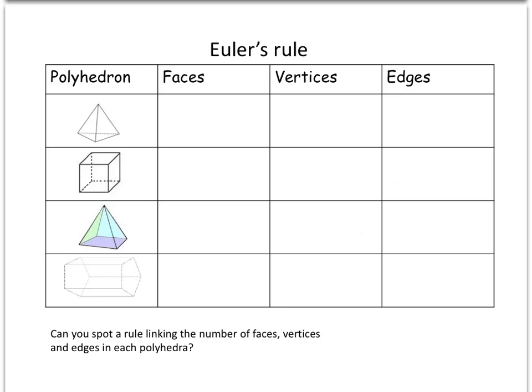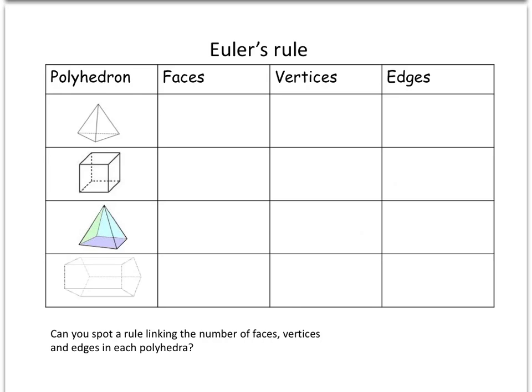Okay, we're going to take a look at Euler's rule, and Euler is a famous mathematician, and I know that word looks like Euler, but it's actually pronounced Euler. And Euler's rule is a rule that connects the number of faces, vertices, and edges in each polyhedron. So we're going to see if we can discover this rule. For each of these polyhedron, I want you to write down how many faces, how many vertices, and how many edges each have.